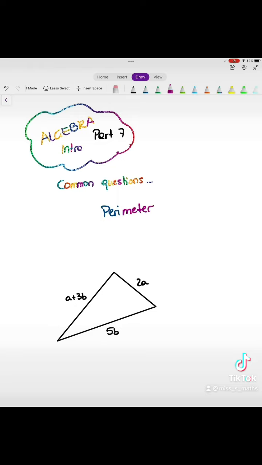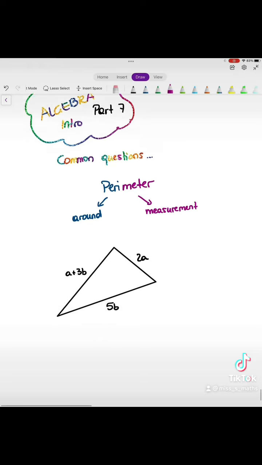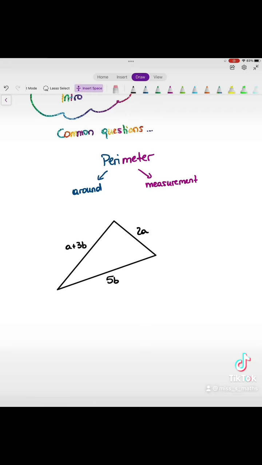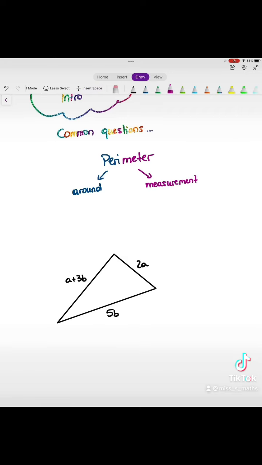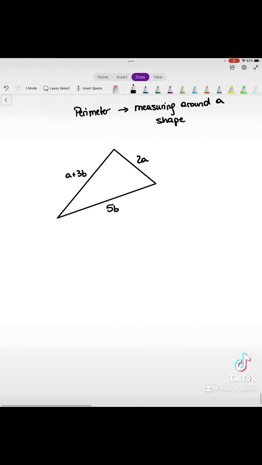Perimeter stands for the measurement around a shape. Peri literally stands for around or surrounding, and meter is a measurement for a distance or length. So we are measuring around the shape. That's pretty much what the perimeter means. In any given shape, as long as you know the lengths of all outlines of the shape, you will be able to calculate the perimeter.